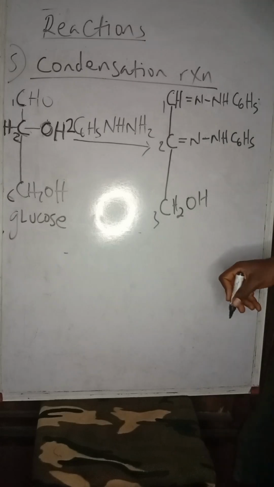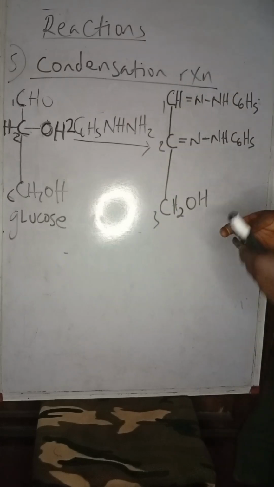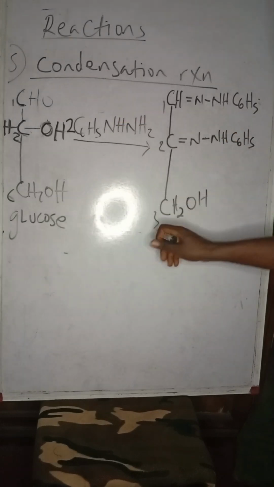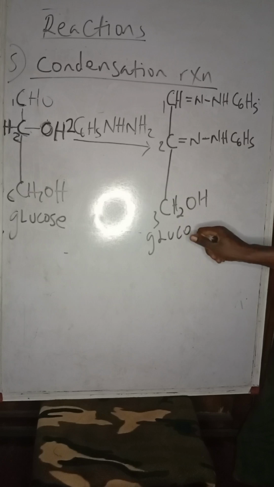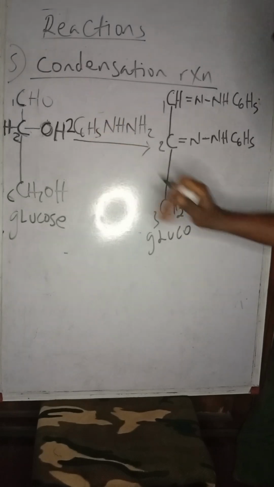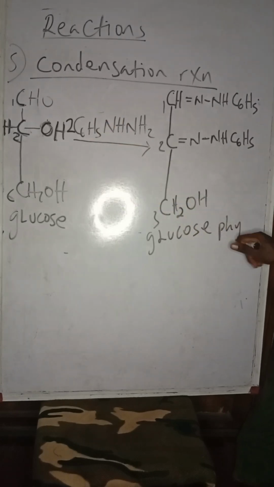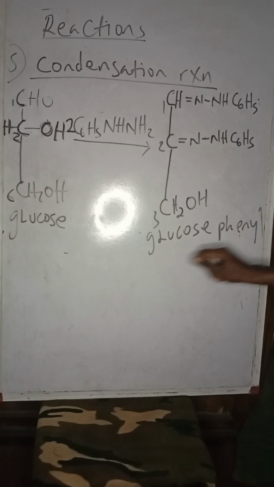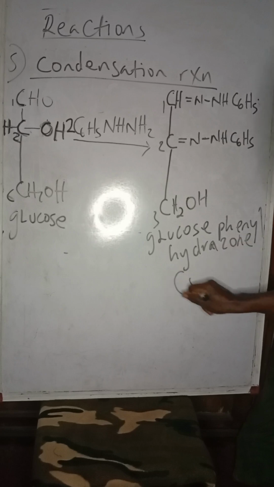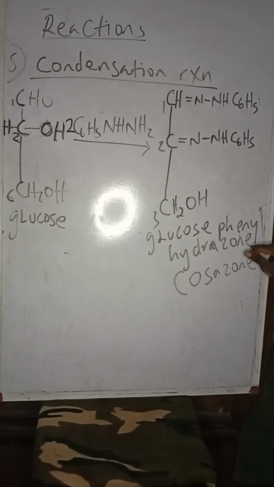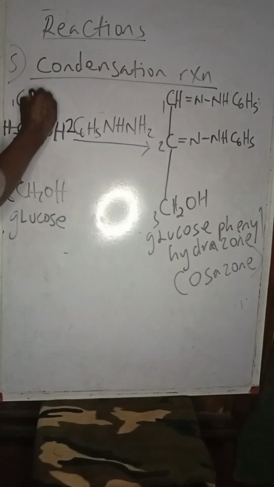So when glucose reacts with phenylhydrazine, being very strong, attack occurs at two positions, 1 and 2. I form glucose phenylhydrazone, which is popularly called osazone, a yellow precipitate. I said this can be used for the quantitative test for glucose. So this is one of the important condensation reactions with phenylhydrazine.